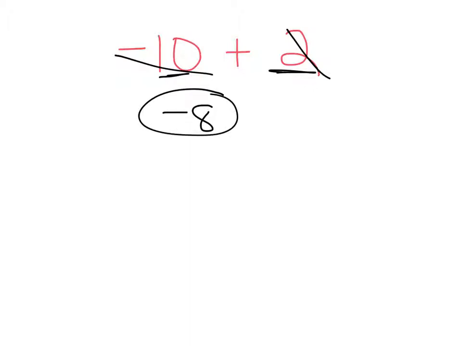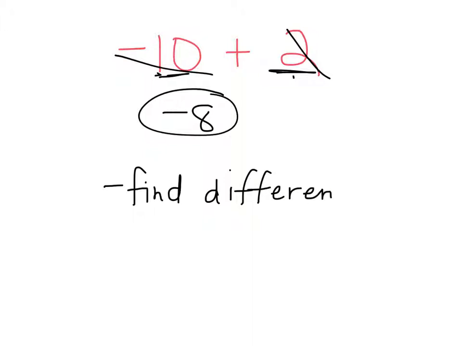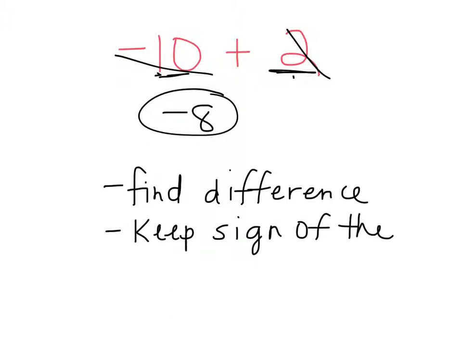So there's my answer. Really, when they're different signs, you find the difference, or you subtract. And then you keep the sign of the bigger number, and that will give you the answer.